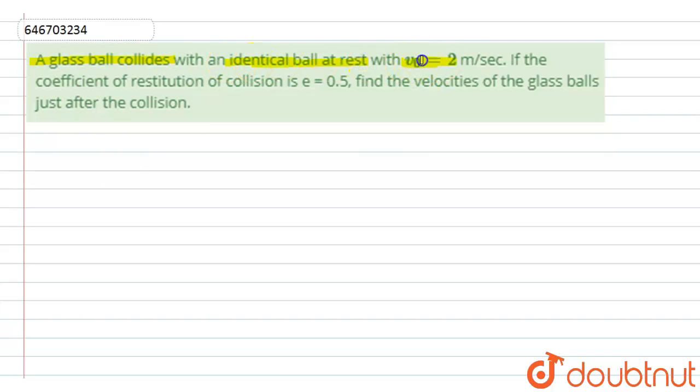Hello students, so the question is: a glass ball collides with an identical ball at rest with velocity v0 equals 2 meter per second. Now if the coefficient of restitution of the collision is equal to 0.5, then we have to find the velocities of the glass balls just after the collision. So let's see the solution.